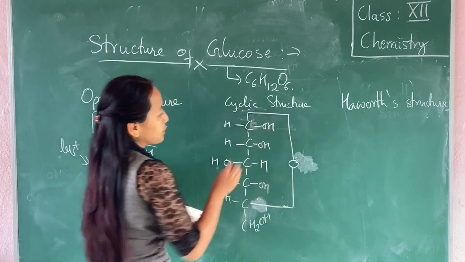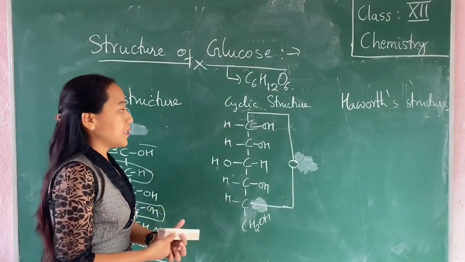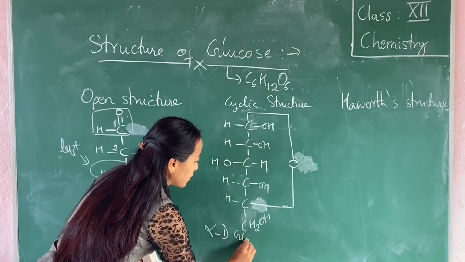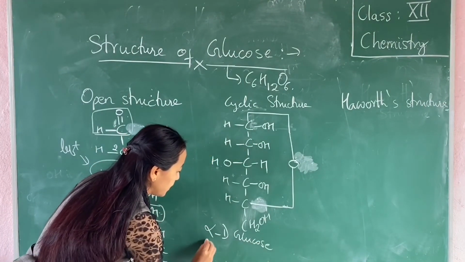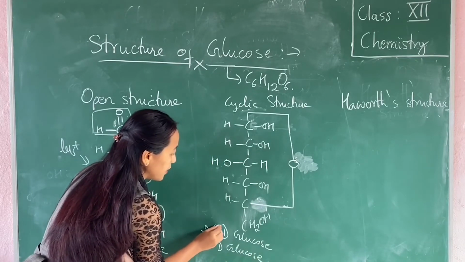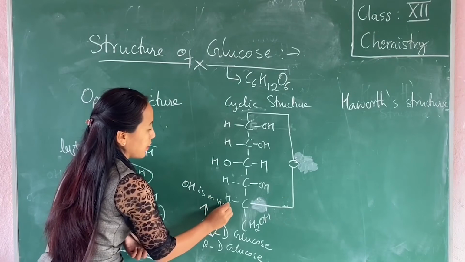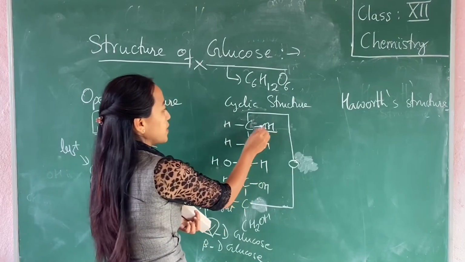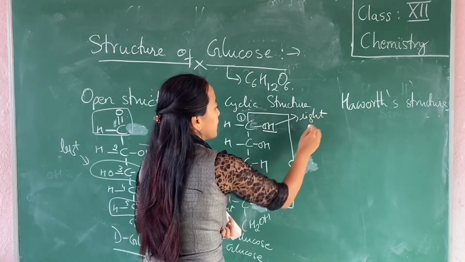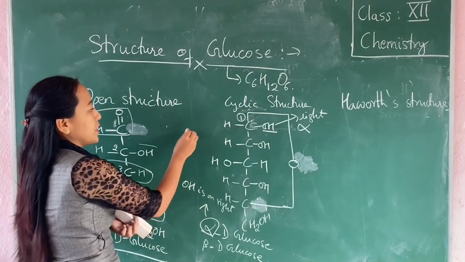And OH. Now this is the cyclic structure of D-glucose. Now in this case there are again two kinds, alpha D-glucose and beta D-glucose. Alpha is used when OH is on the right. If OH on the first carbon atom is on the right hand side, we give the name alpha. If the OH is on the left hand side, then we will give it as beta.